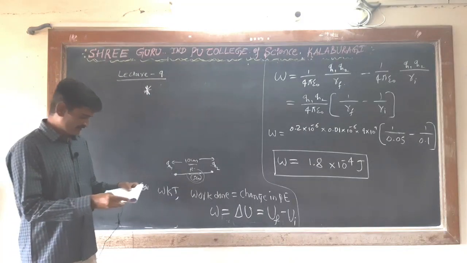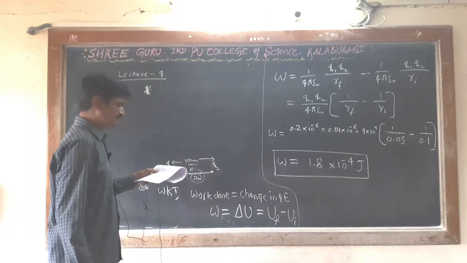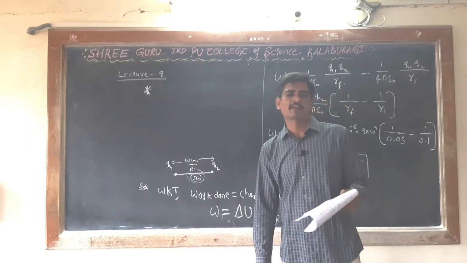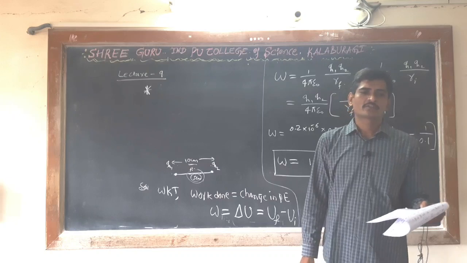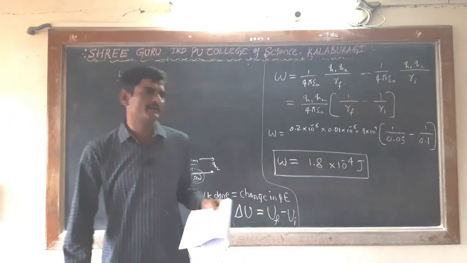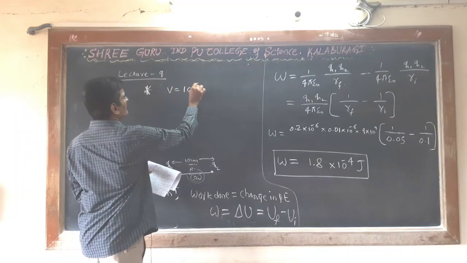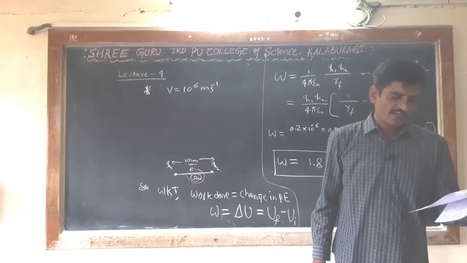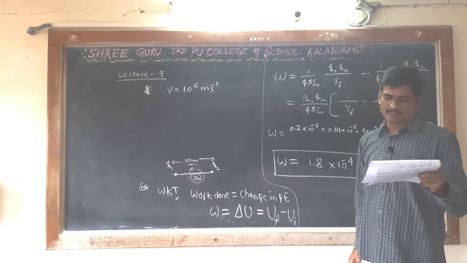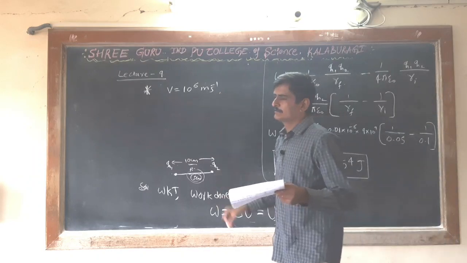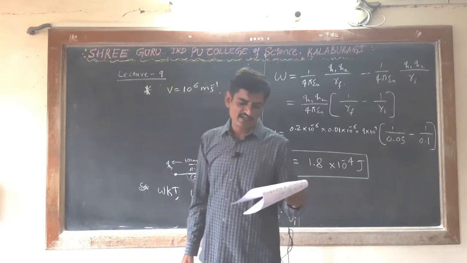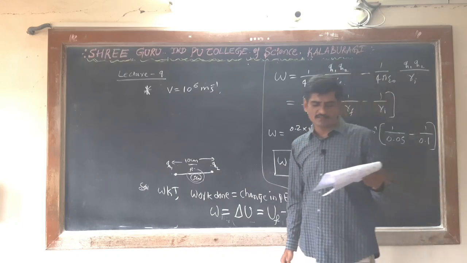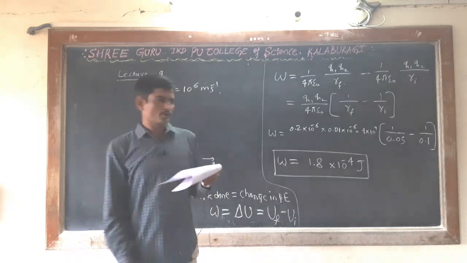Okay. Next question. Write down: two electrons, each moving with a velocity of 10 to the power 6 meter per second, are released towards each other.